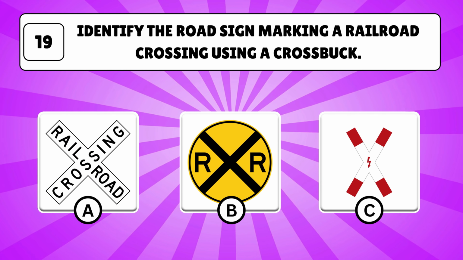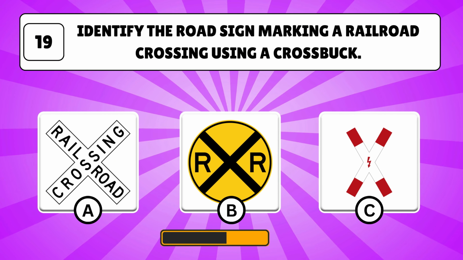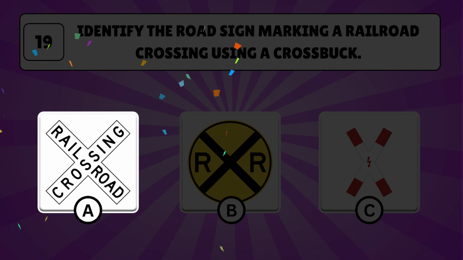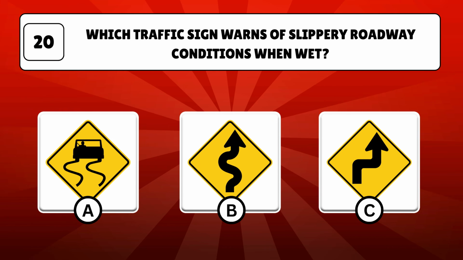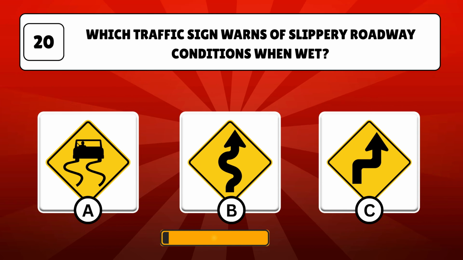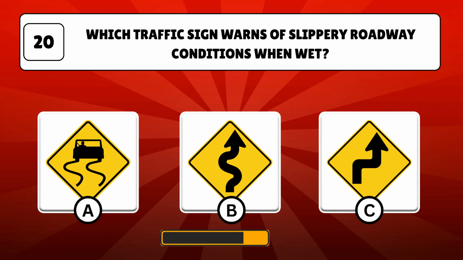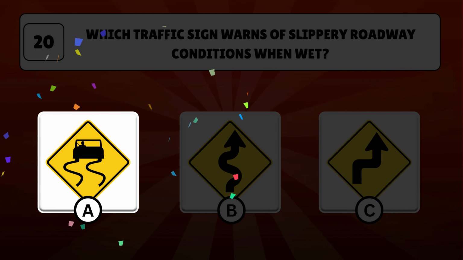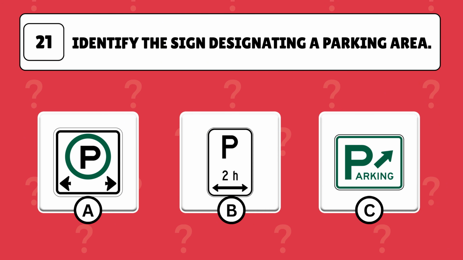Identify the road sign marking a railroad crossing using a crossbuck. Which traffic sign warns of slippery roadway conditions when wet? Identify the sign designating a parking area.